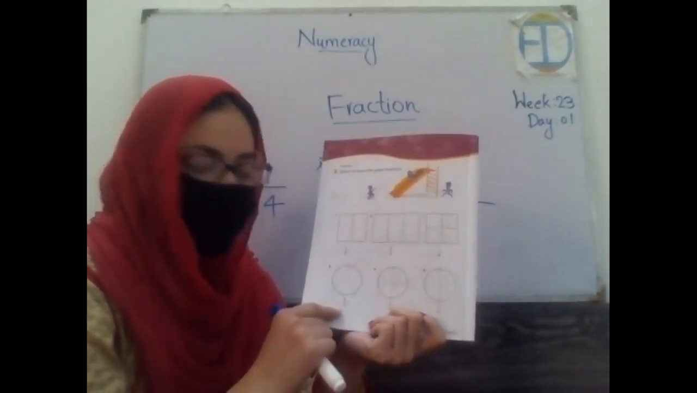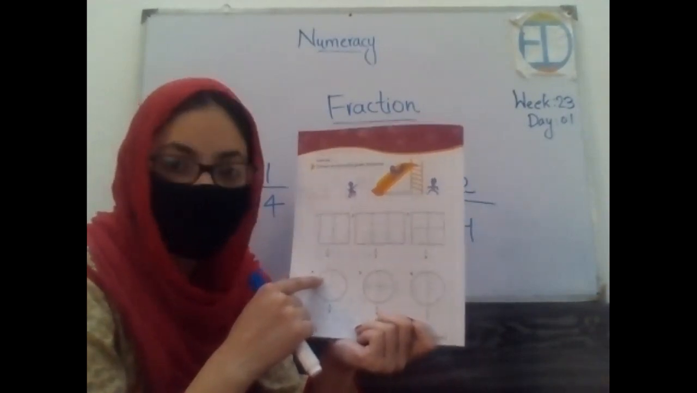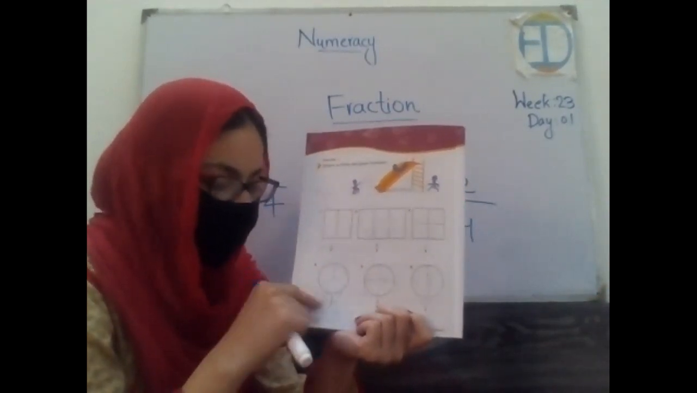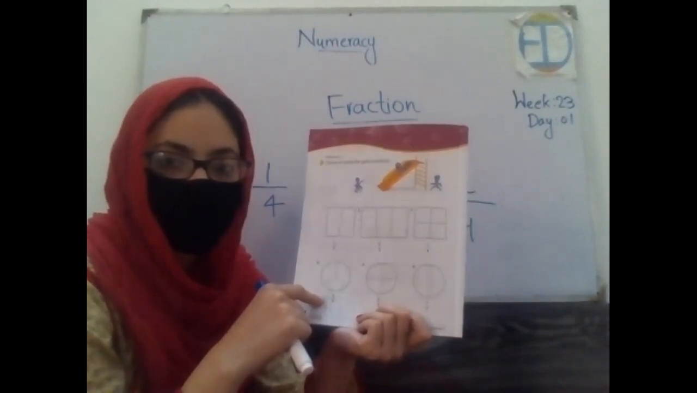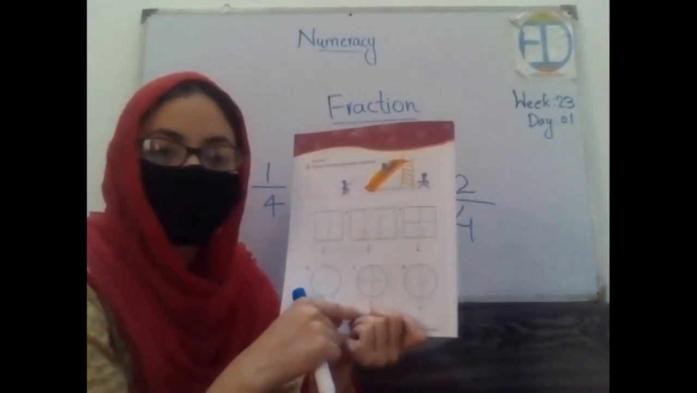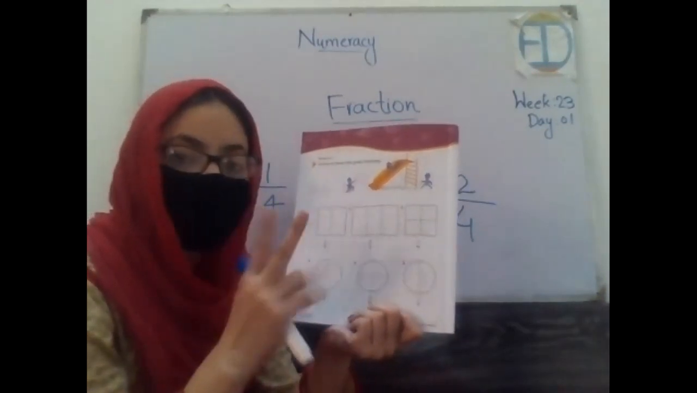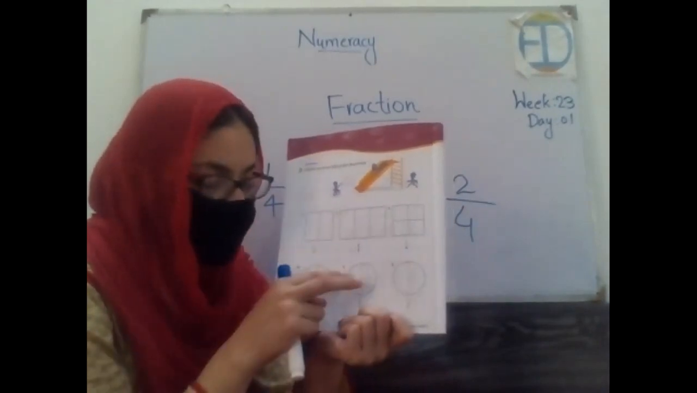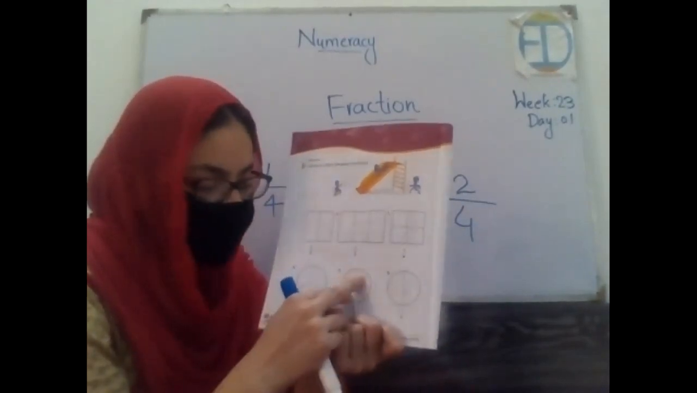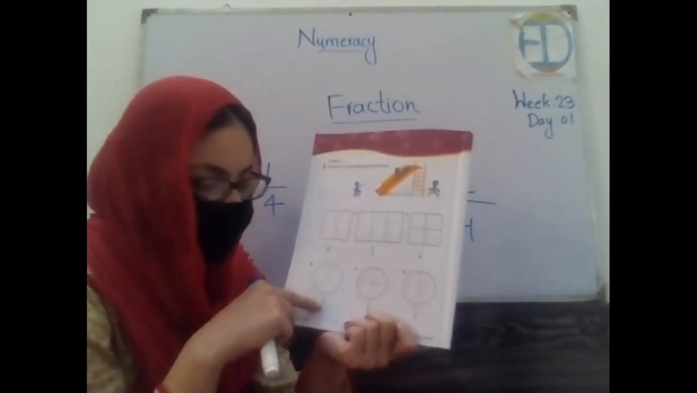Okay, now 3 out of 3. So this means that you are supposed to shade all of the 3 out of the 3. Got it? So shade all of them. Done. Okay, in the next one, it says 2/4. This means that you are supposed to shade 2 out of the 4. So again, you can choose any 2 of your choice. You can choose these 2 alternatives, the adjacent 2, anyone, whatever you want to.